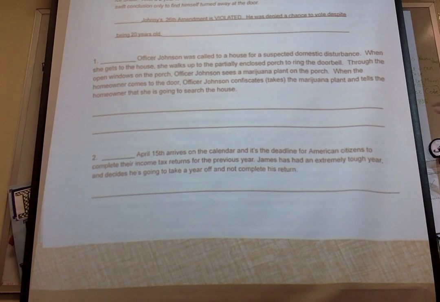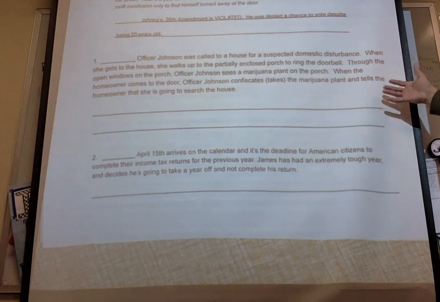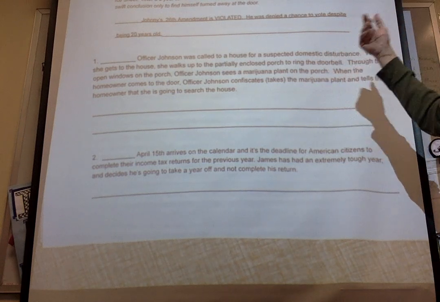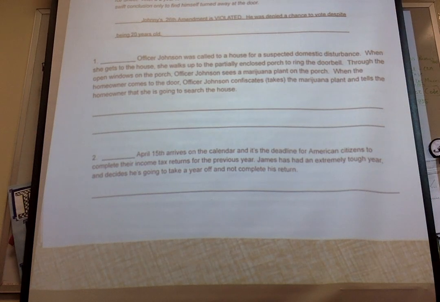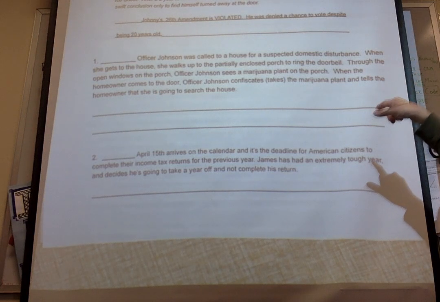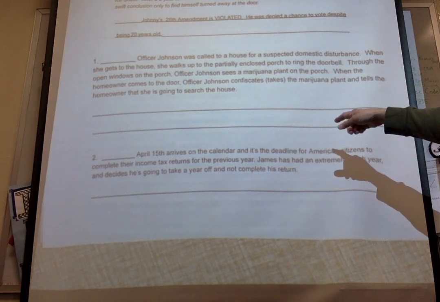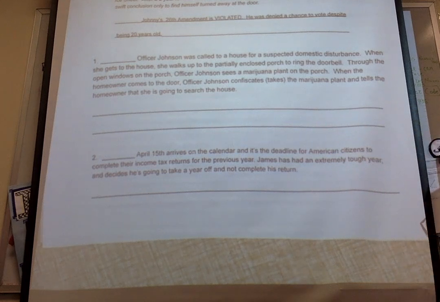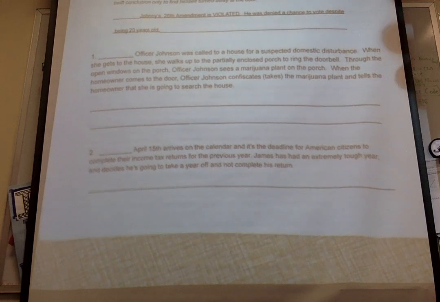So what amendment is this referring to? They're talking about searching, they're talking about taking, or confiscating. Which amendment deals with that? And does the officer, are they exercising the right to that amendment, or are they violating that right to the amendment? And you've got to state why. You can pause it and move on when you're done.